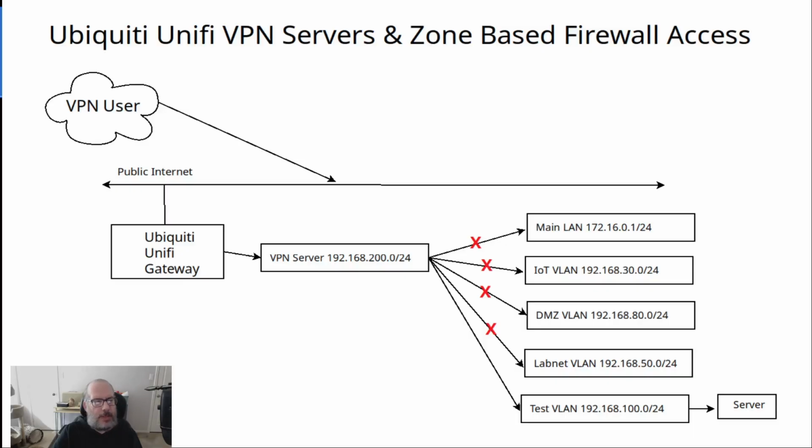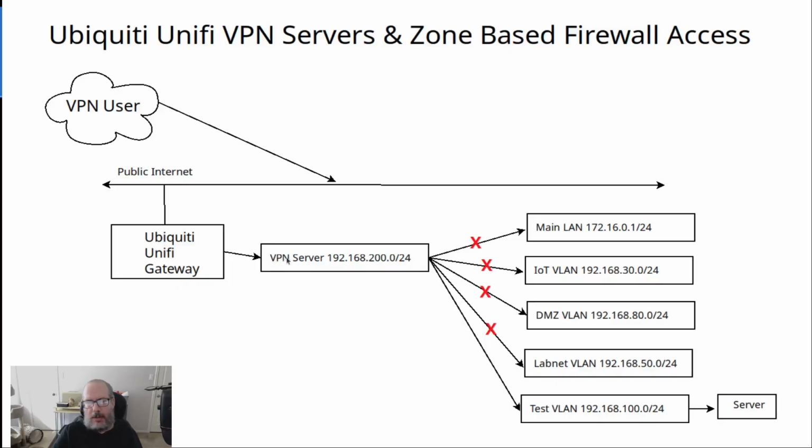And so the Zone-Based Firewall is something that we covered here recently, and I encourage you to go back and take a look at those videos. So the general idea for the purposes of today's video is we have a VPN user coming from somewhere on the public internet. And he's going to access a Ubiquiti Unifi gateway, which is your gateway that you have for your home lab if you are a Unifi customer.